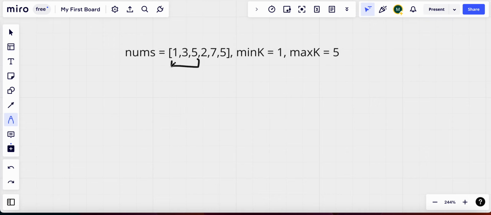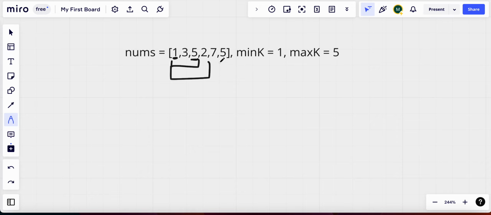Then another subarray we could create is this one, which also has the minimum value 1 and the maximum value 5. But when we include the integer 7 in this subarray, what happens is now our maximum becomes 7, so it exceeds the maximum value. So that is why that's not our subarray.